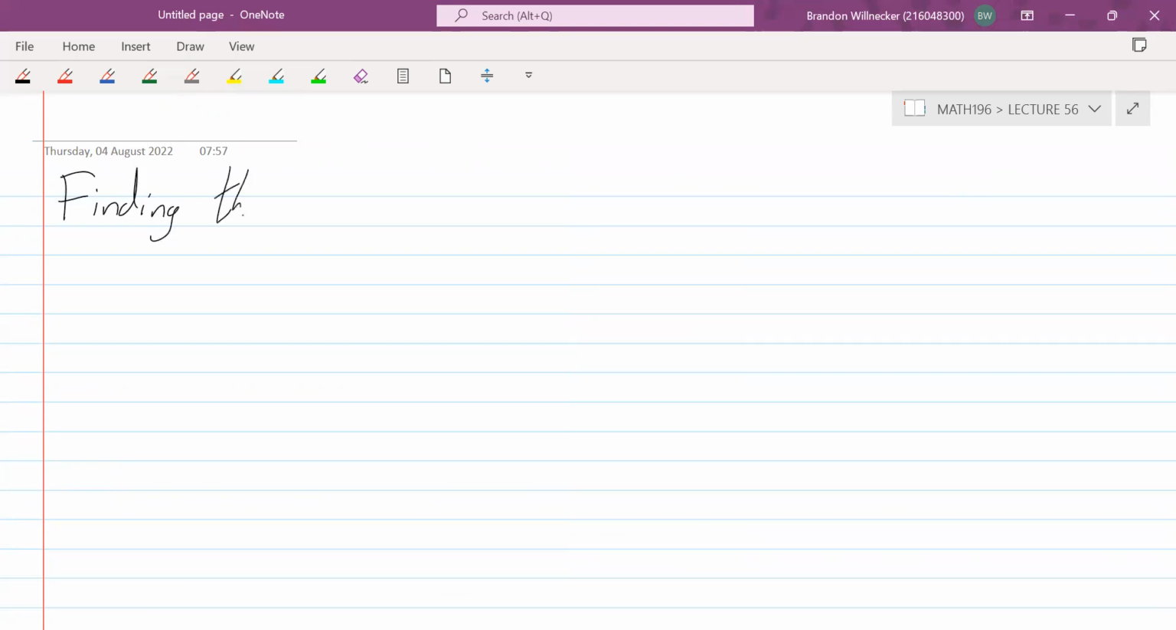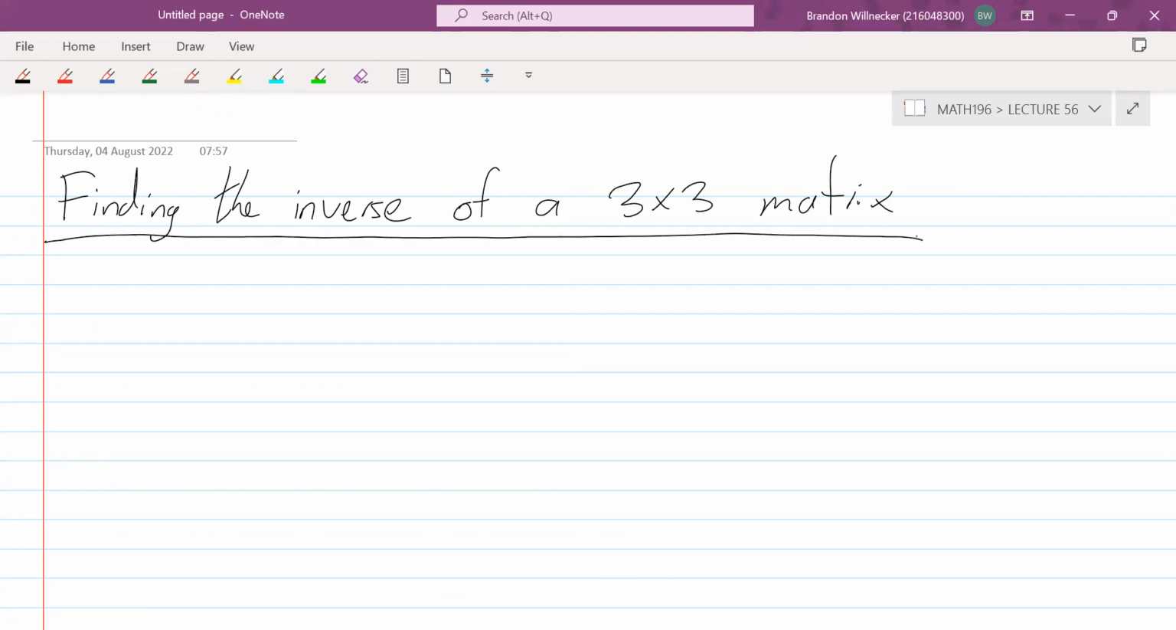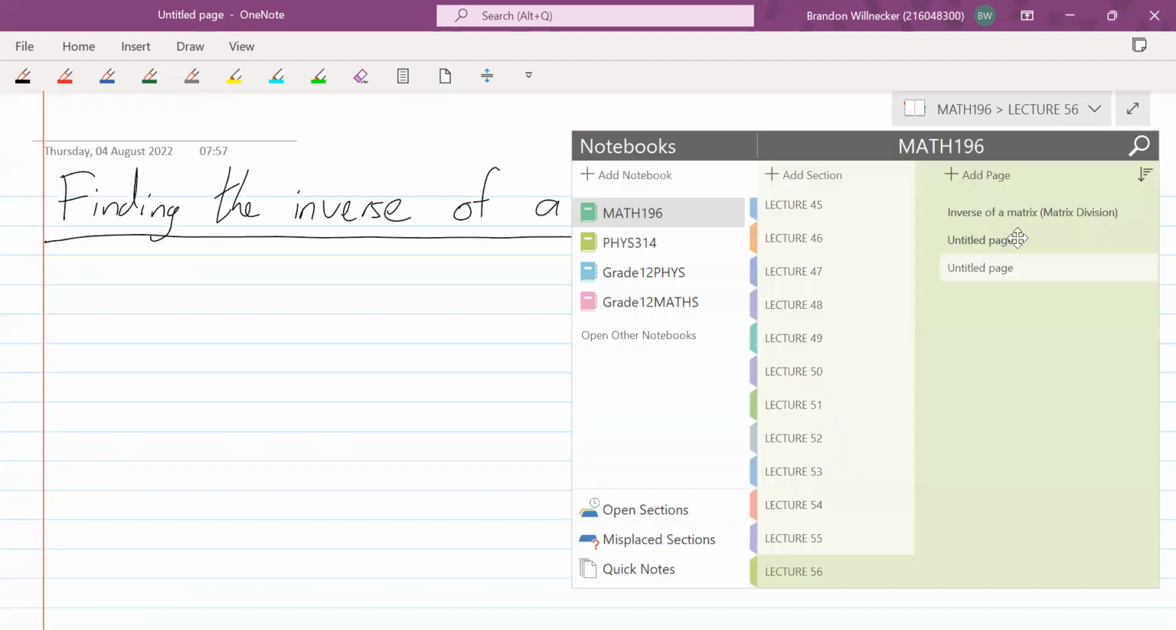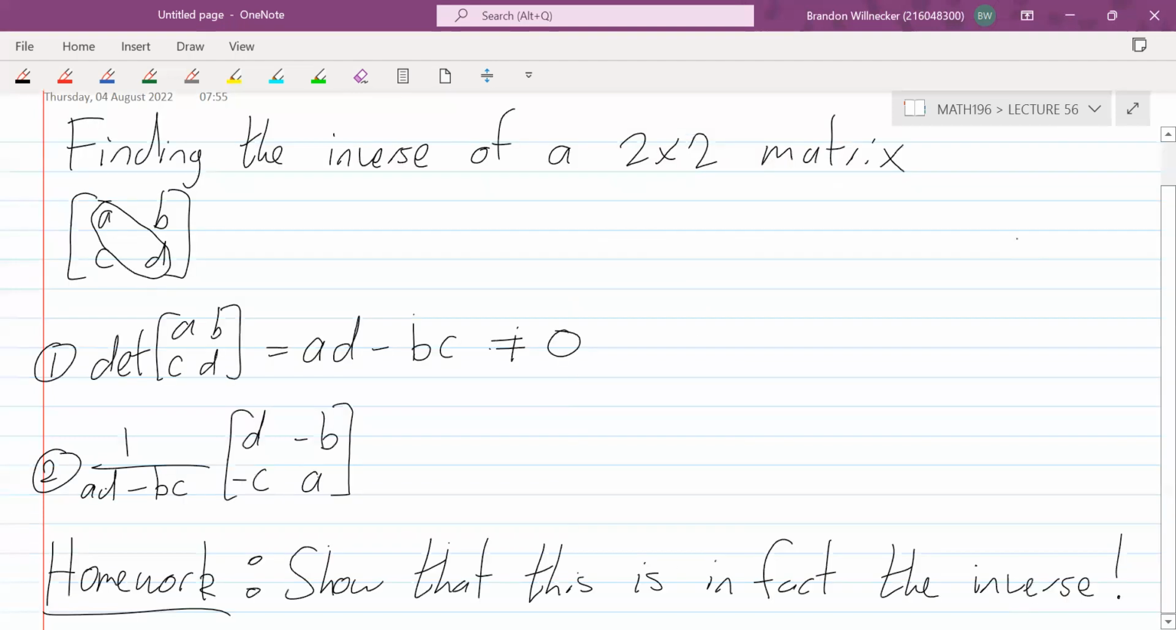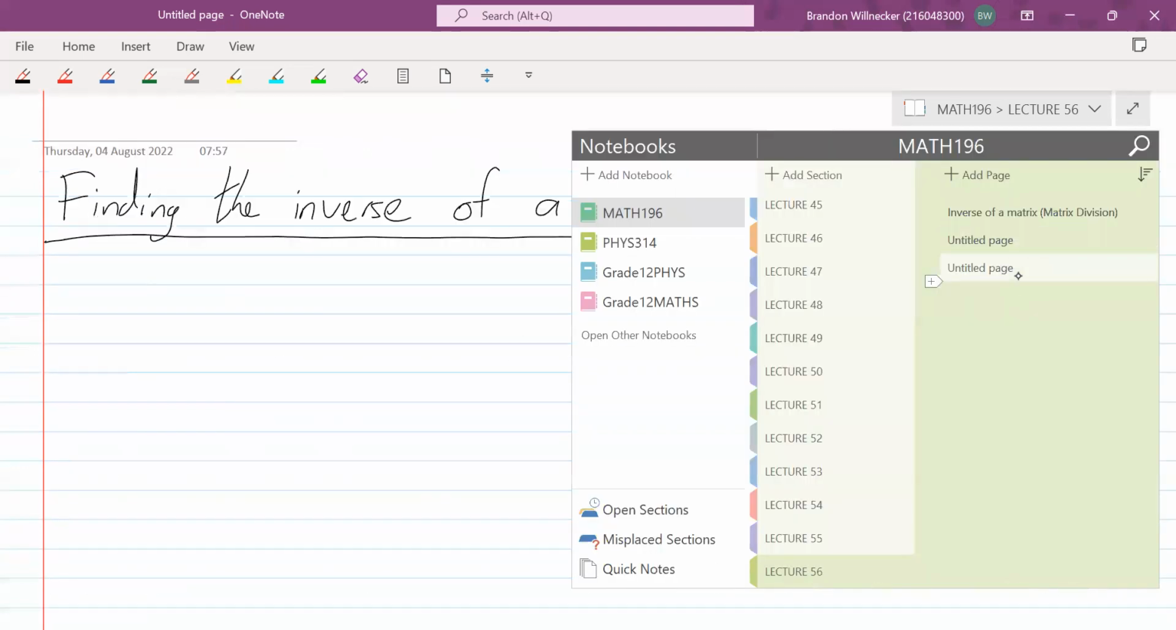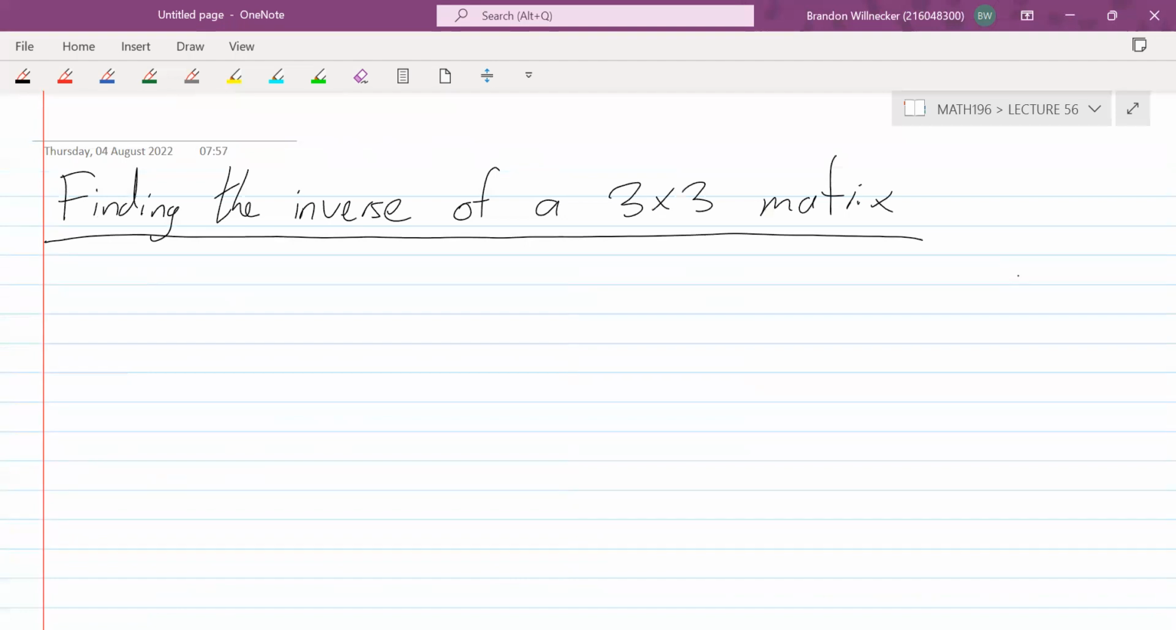So finding the inverse of a 3 by 3 matrix. Okay, now there's no simple rule like with the 2 by 2. So 2 by 2, you can do it on one line if you want. For a 3 by 3, there's a couple steps that we need to know. Okay, so again, the first thing is checking the determinant.